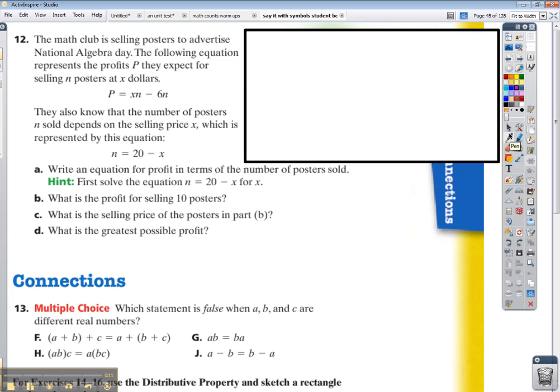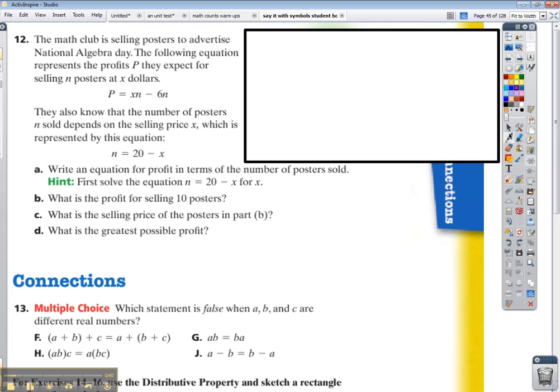The following equation represents the profits P they expect for selling N posters at X dollars. P is equal to XN minus 6N. Having three variables is kind of ugly. We don't really like it. They also know that the number of posters, N, sold depends on the selling price, X, which is represented by N is equal to 20 minus X. Write an equation for the profit in terms of the number of posters sold.